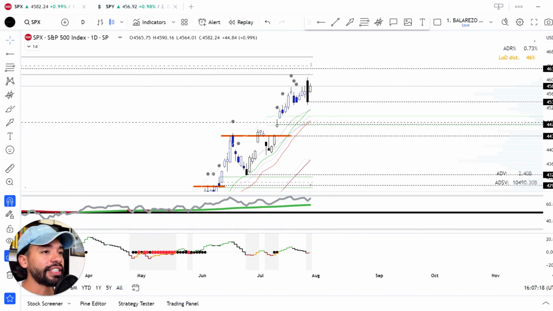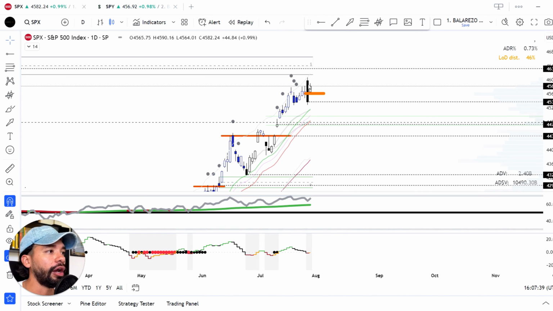But I think that the easiest way to trade this is looking at this inside day that we had on Friday. If price happens to break above that inside day, then we're probably going to see a little bit of upside. If price happens to break below the inside day, then we're probably going to see a pullback. So I think that we have a very clear path of what we should expect.